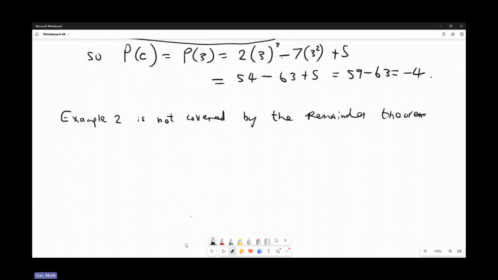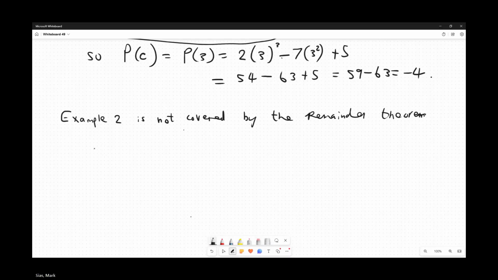What else? Someone made another comment there, guys. I didn't pick that up. So what should I write here, for example, example 2 is not covered by the remainder theorem. What should I say here, guys? Anyone? What do you propose I say to someone that asks me, why is it not covered? What must I write here?